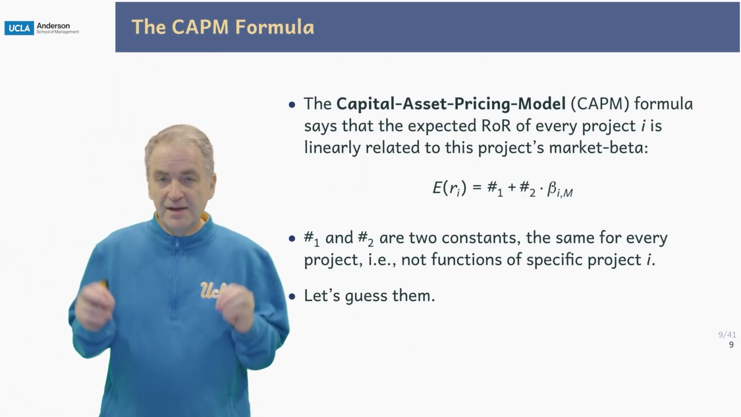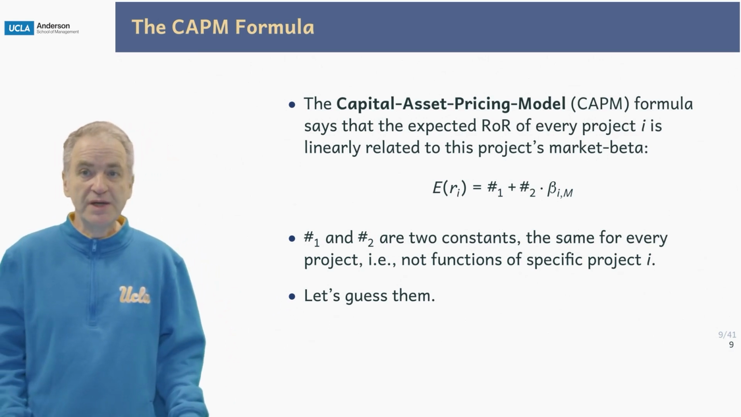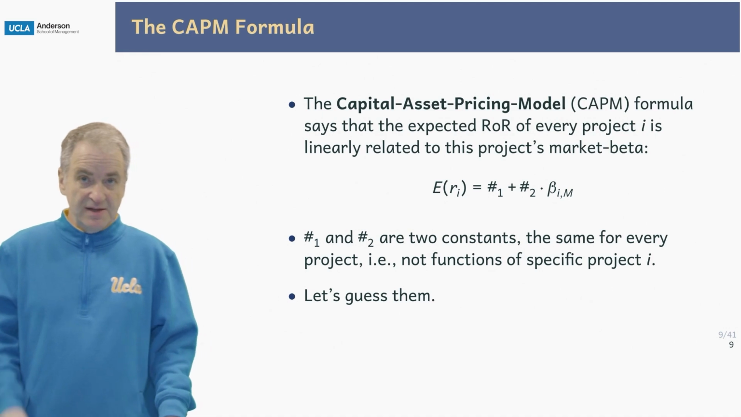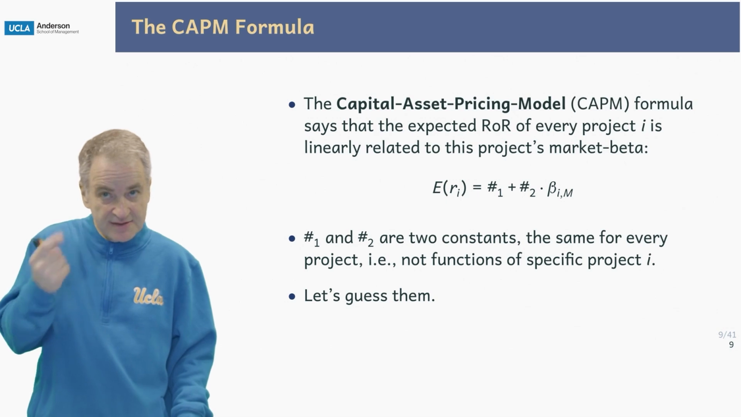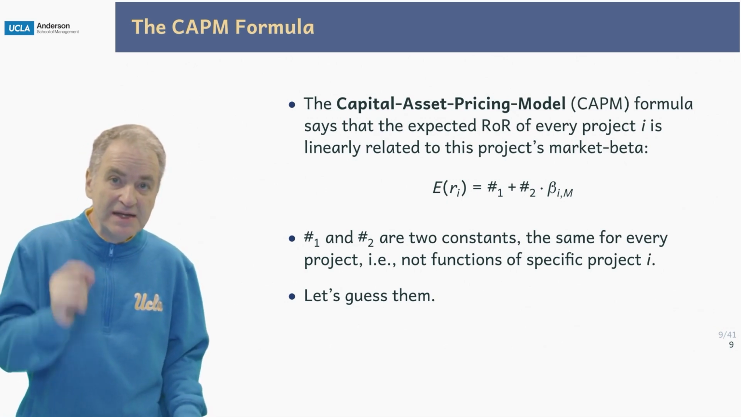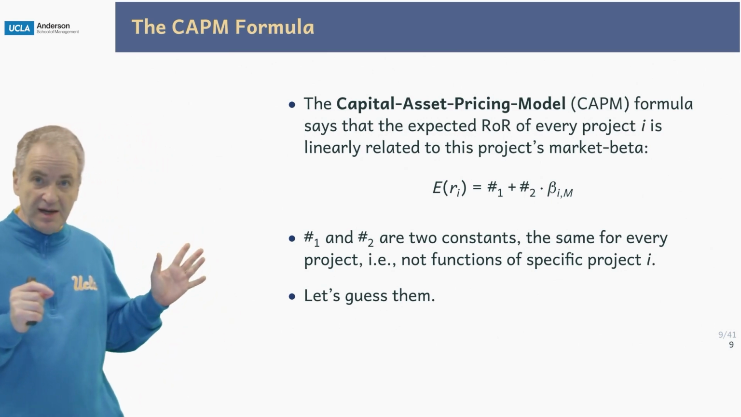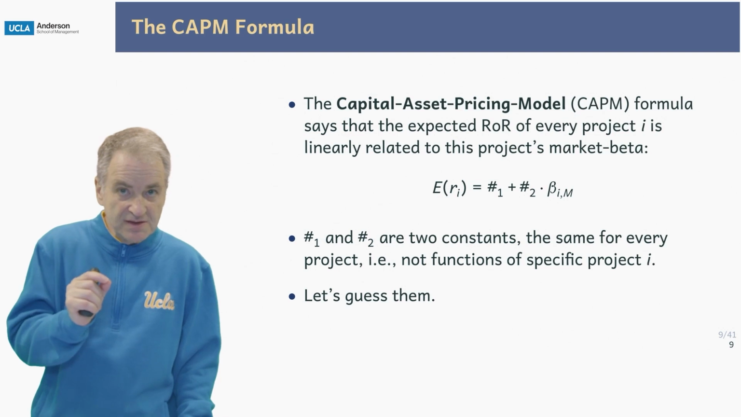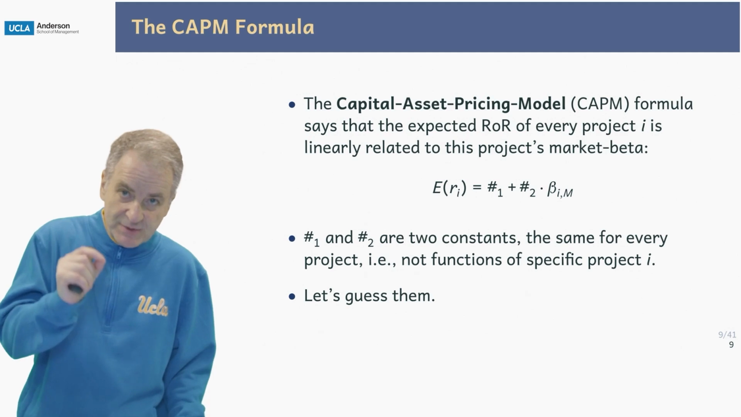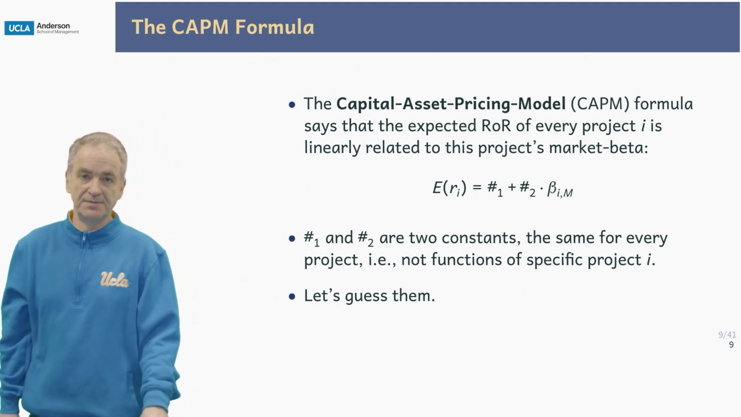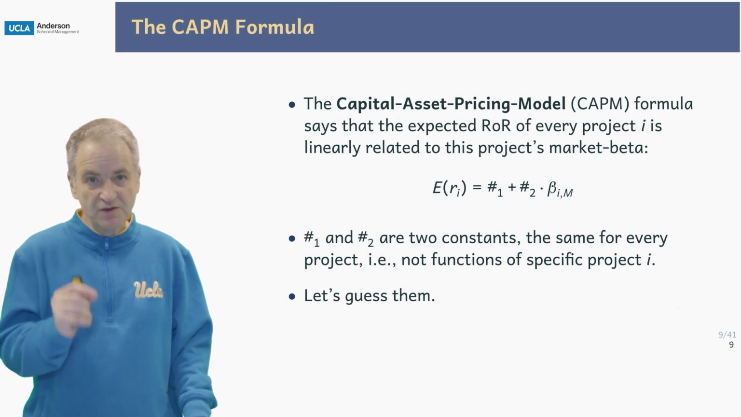We are going to take all of this into account in a model called the Capital Asset Pricing Model, for short CAPM. This formula says that the expected rate of return of every project, which I'm going to denote by I, that's the name of the project, is linearly related to this project's market beta. So the formula looks like E[R_I] equals some constant 1, plus another constant 2, times the beta of this particular project with respect to the market. These are two constants. They are the same for every project. They're not specific to a project.